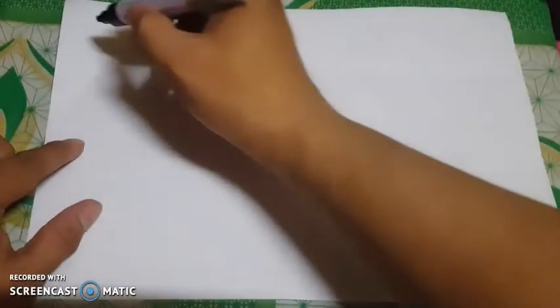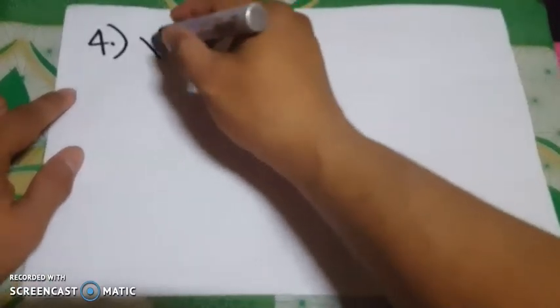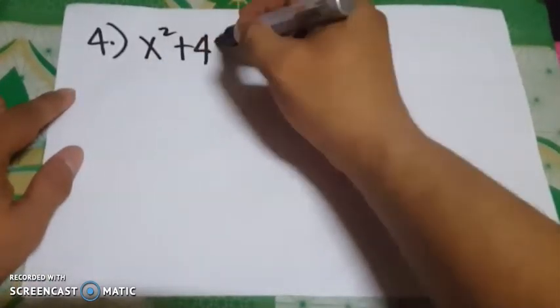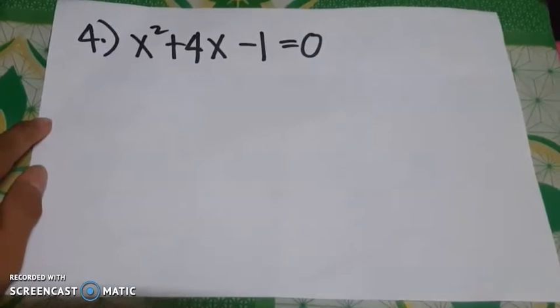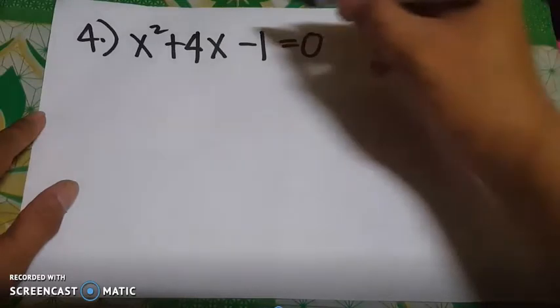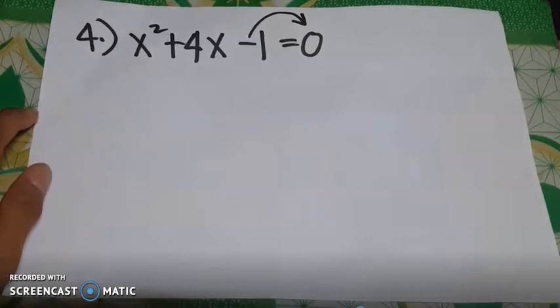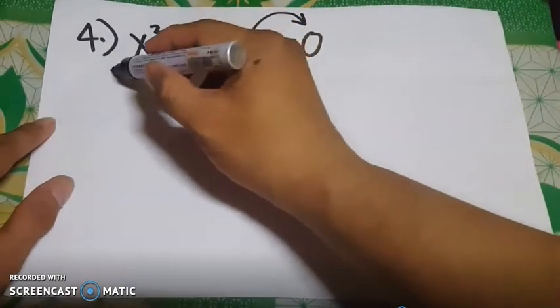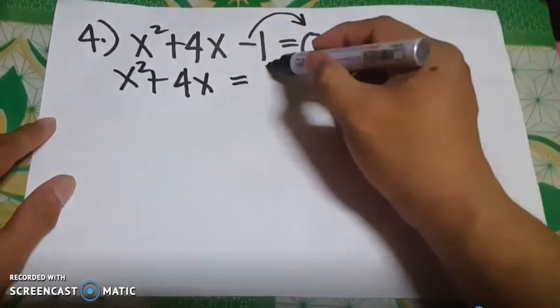Okay, so let us answer another example similar to example number 3. So let's have example number 4 here. So number 4 is x squared plus 4x minus 1 is equal to 0. So in example number 4, the constant term is still on the left side of the equation. So the first thing you're going to do is move the constant term to the right side of the equation. Then, when you do that, you'll come up with x squared plus 4x is equal to 1.